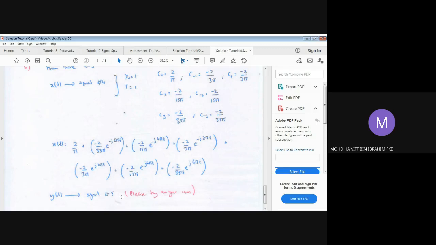So y(t), I did mention here, please refer to scene number 5. Please try on your own the same method that I put in this slide. Okay then, hopefully you are clear about the solutions on question number 2.